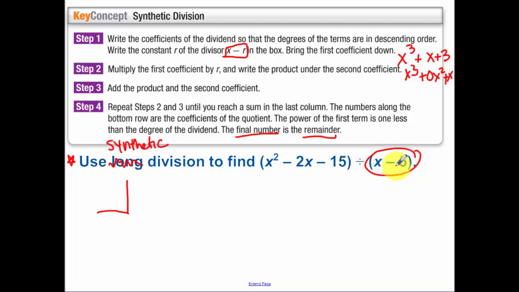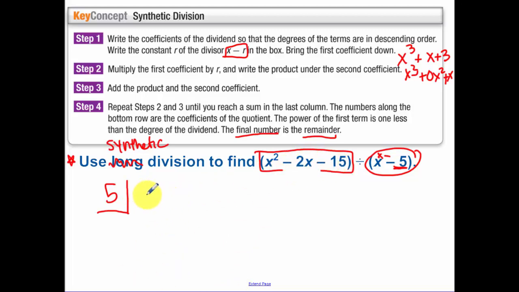This term right here, you take this number. Now make sure you always change it to x minus whatever. It's already in that form, so I could just take that number, 5. Now take the coefficients from that polynomial. Make sure if you're missing, like if this term wasn't here, you would have to add in a 0. But it is there, so I'm going to erase that.